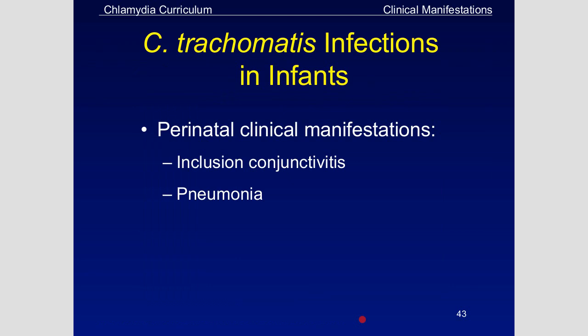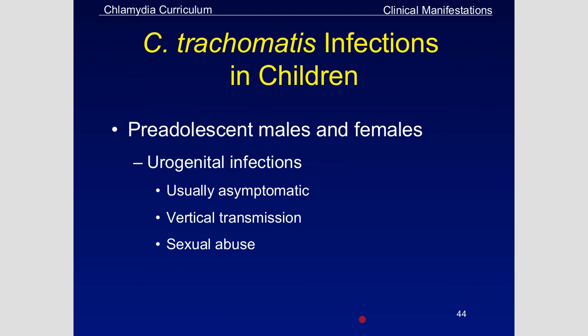Okay, the other things that we talked about, especially in infants, were inclusion conjunctivitis and pneumonia. We discussed that, especially if they are born through an infected birth canal. Then if it happens in older children, so to speak, like pre-adolescent males and females, they usually have urogenital infections. And again, they are also asymptomatic.